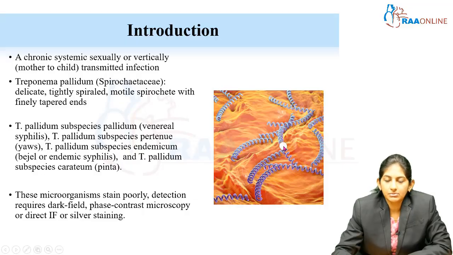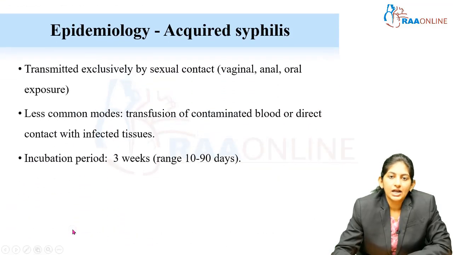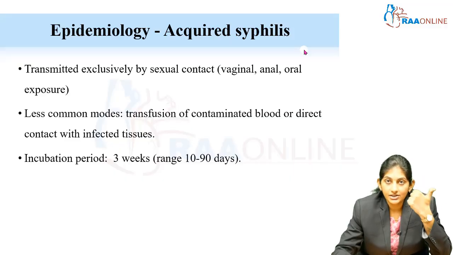These treponemal microorganisms stain very poorly, so in conventional stains we will not be able to detect them. Rather, we can identify these organisms on dark field microscopy, on phase contrast microscopy, or on immunofluorescence staining. We have to study two different presentations of syphilis: one is congenital syphilis, another one is acquired syphilis.